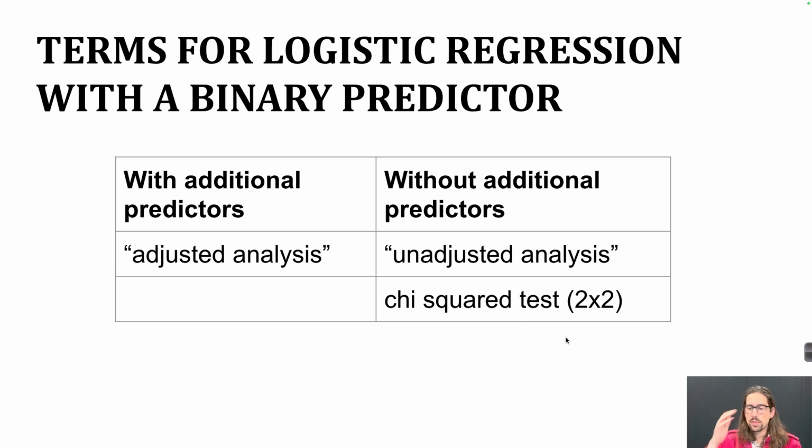matter. Some quick things that you should just be aware of as well. Some synonyms here, right? If you're doing logistic regression without additional predictors, if you just have one binary predictor and the binary outcome, that's the same as doing a chi-squared test. Or people will just call that unadjusted analysis of a binary exposure. And then if you start adding things in, that is sometimes called an adjusted analysis.